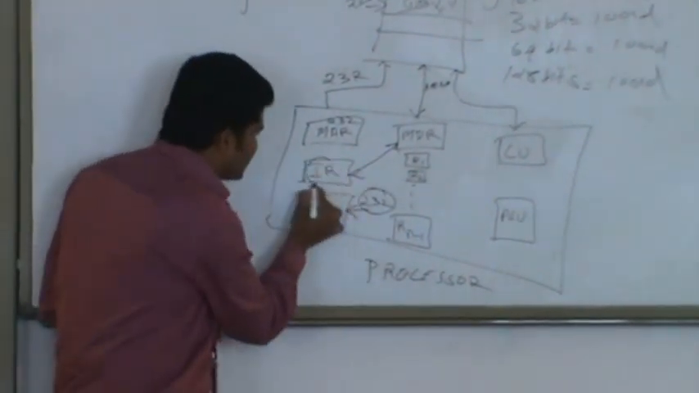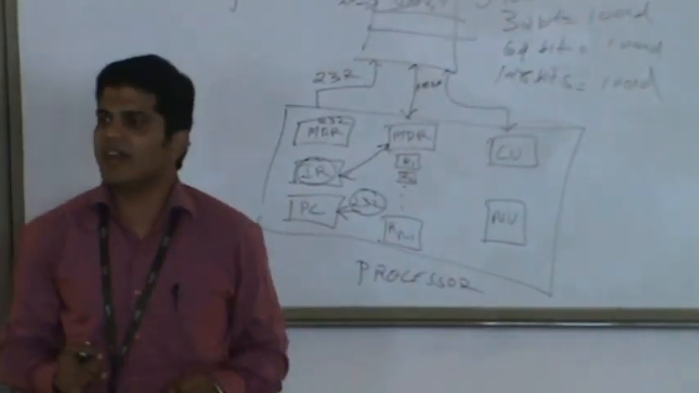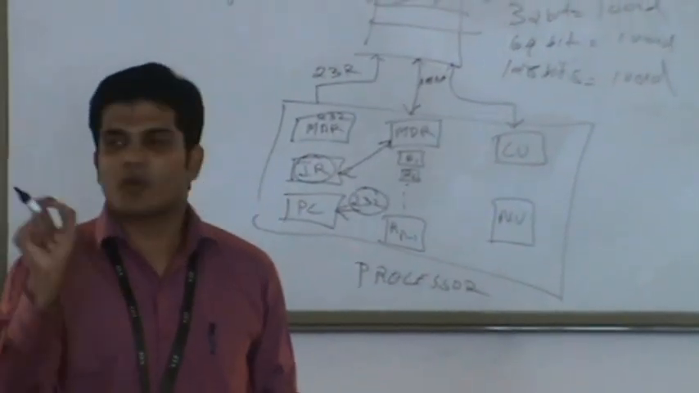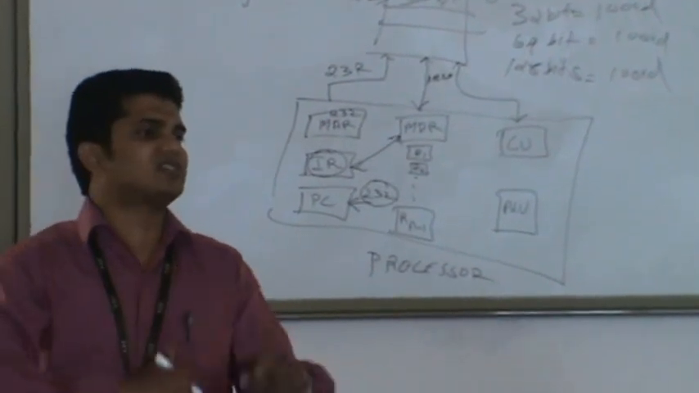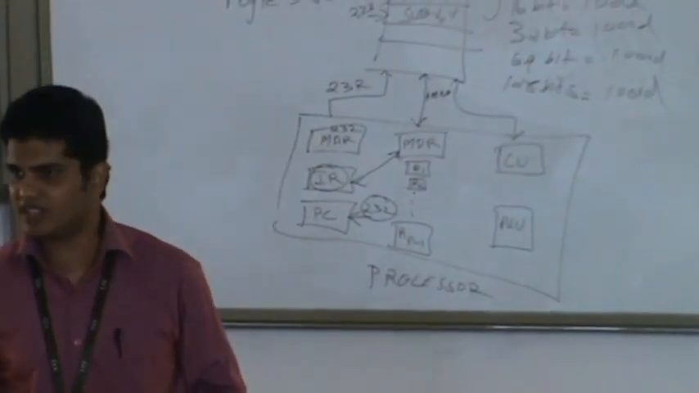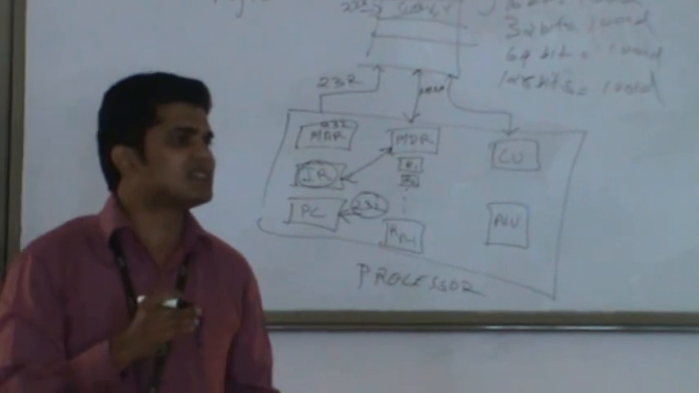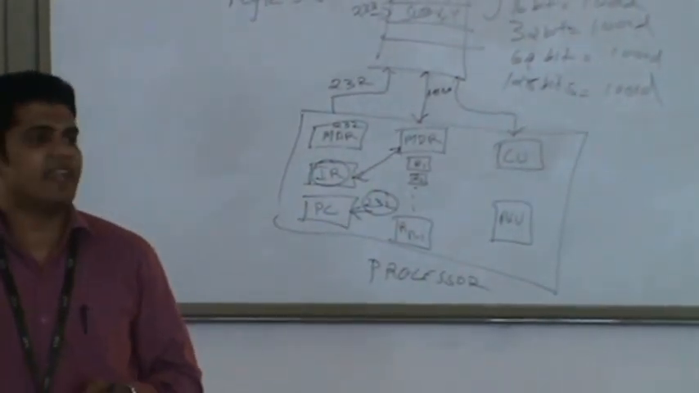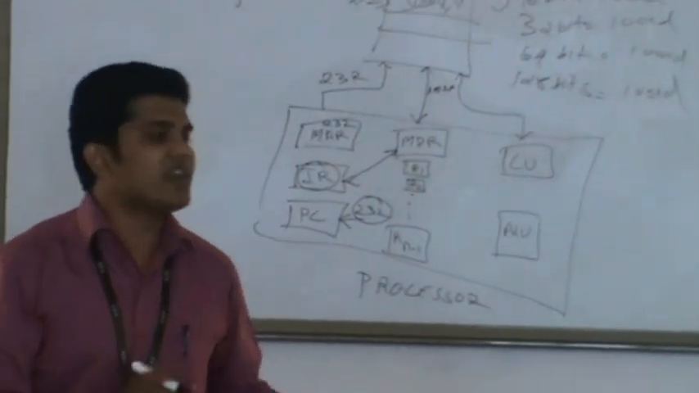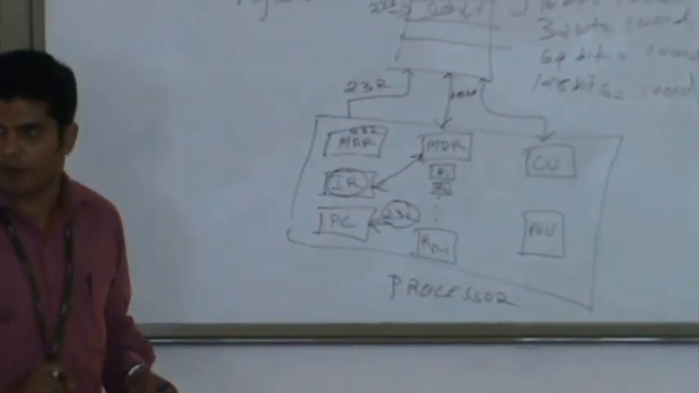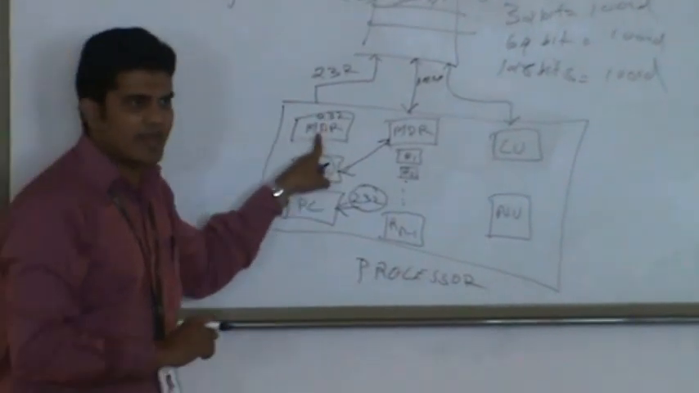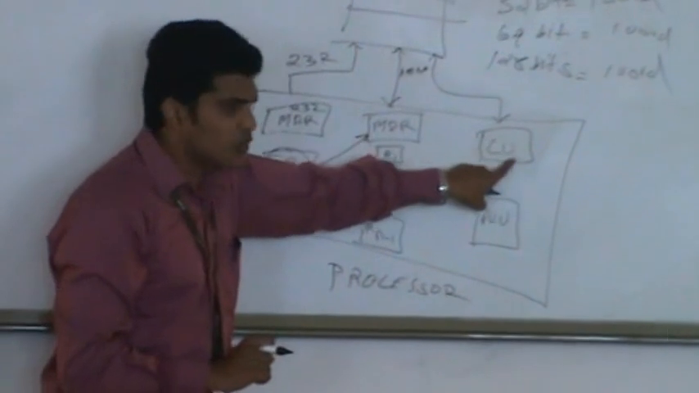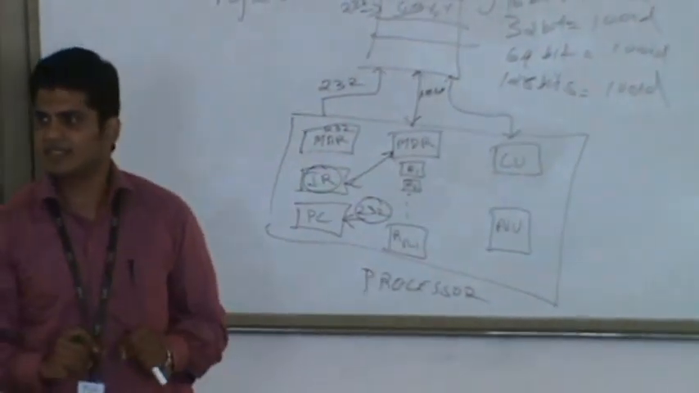The instruction register is the place where the currently executing instruction resides. The program counter holds the address of the next instruction to be fetched. The memory address register holds the address of the executing instruction, and the memory data register tells whether a read or write operation has to be performed. In this case, what are we doing? A read operation on the memory. The control unit will generate the appropriate signals.